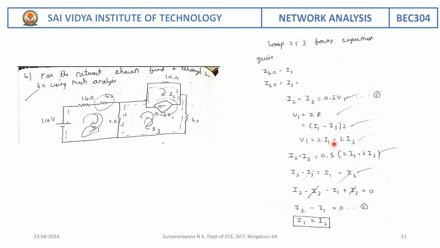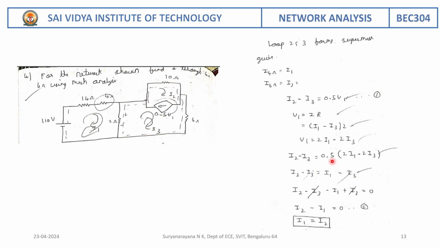So what is V1 here? We are going to write the expression for V1. V1 is nothing but I into R, the current flowing through the resistance. There are two currents flowing in opposite directions: (I1 minus I3) into 2 ohm. So solve this, and you will get V1 is equal to 2 I1 minus 2 I3. Now what is I2 minus I3?